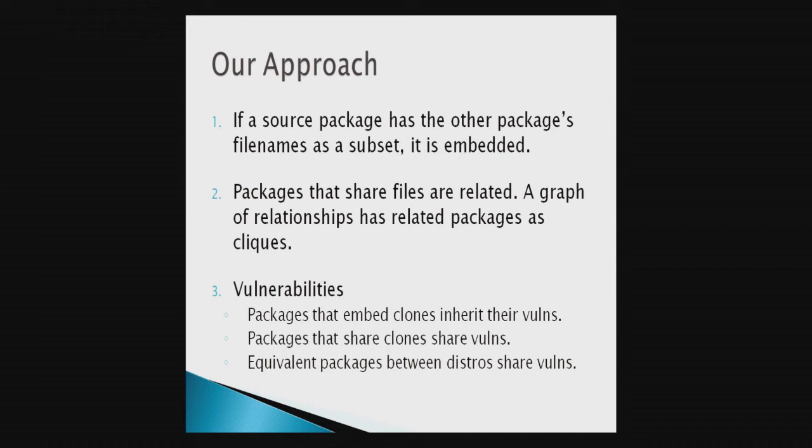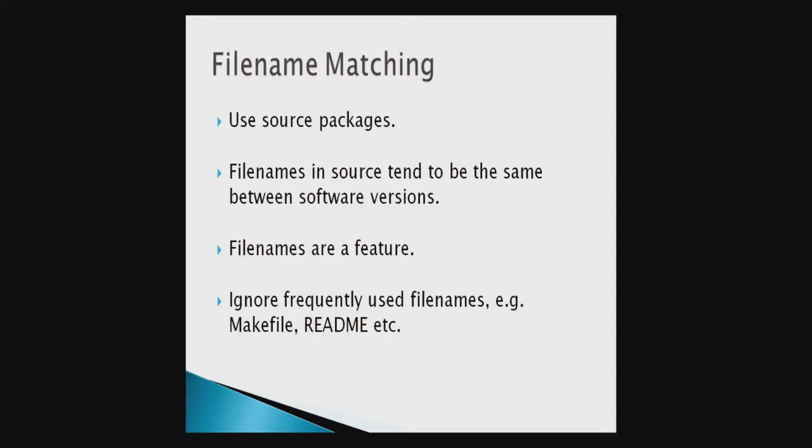So onto the first problem. How do we detect if package A is embedded in package B? Again, we look at the source packages. We're not looking at the binary problem, we're looking at source trees and source packages. File names in source tend to be the same between software versions. That's an observation. You have typically the same file names. It's not always true. Sometimes there is a large variation, but in most cases, you have some similarity between each version of software. And different versions of software have some common subset of file names.